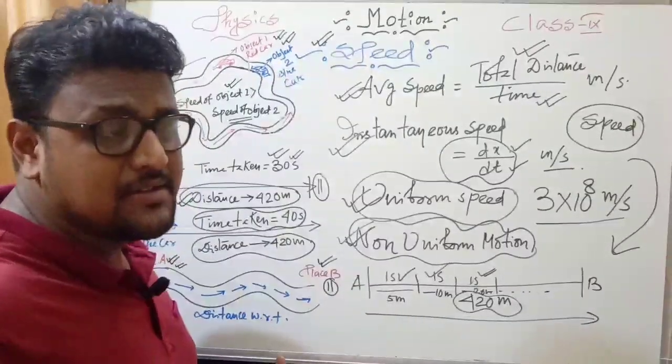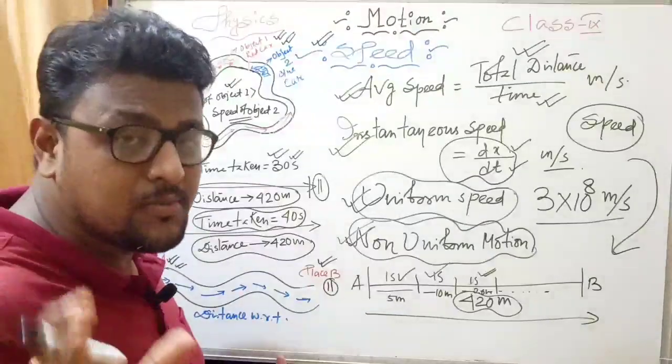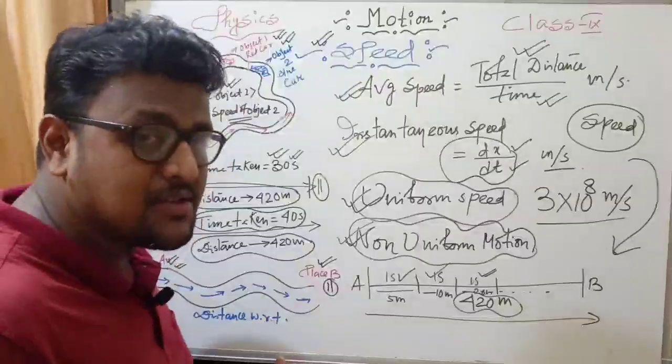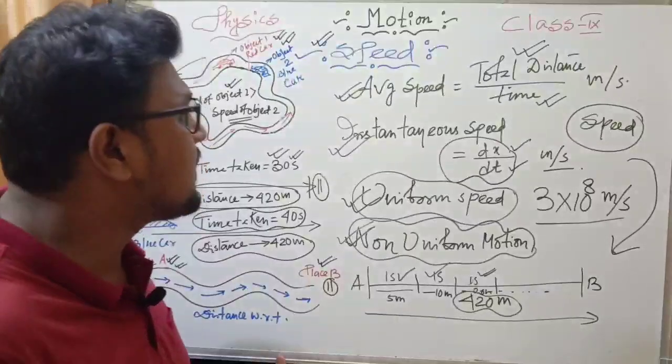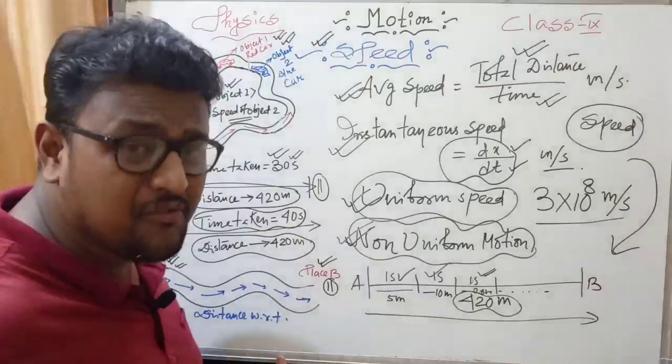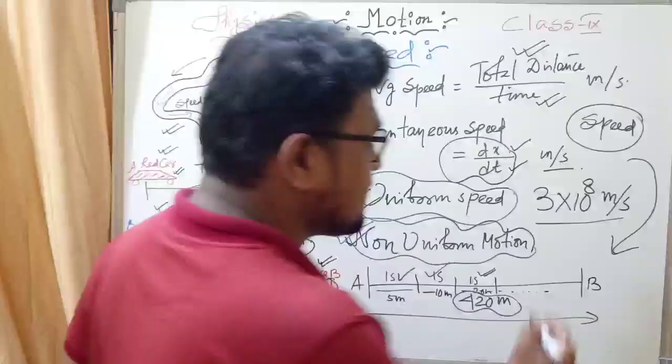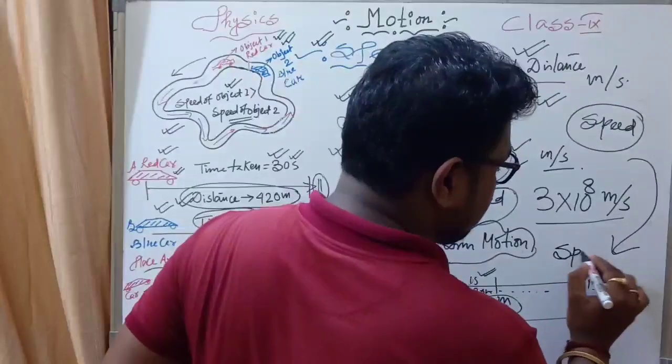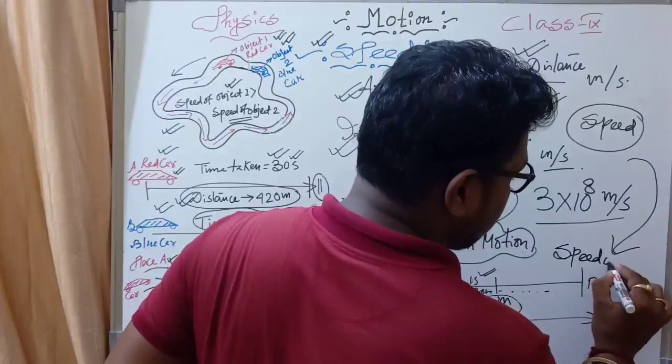I hope if you go in any kind of vehicle, you will see that instrument which measures the instantaneous speed of an object. The name is speedometer.